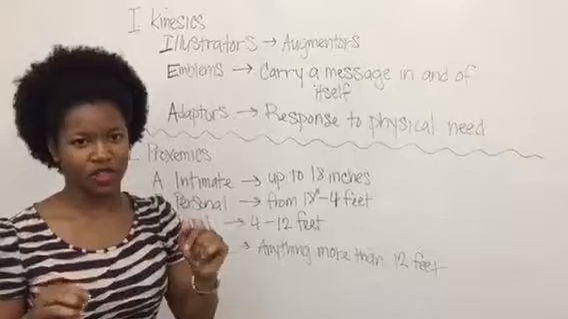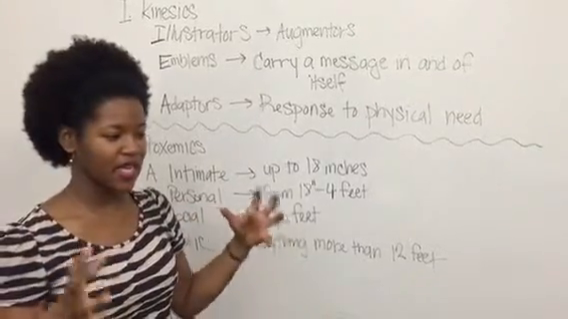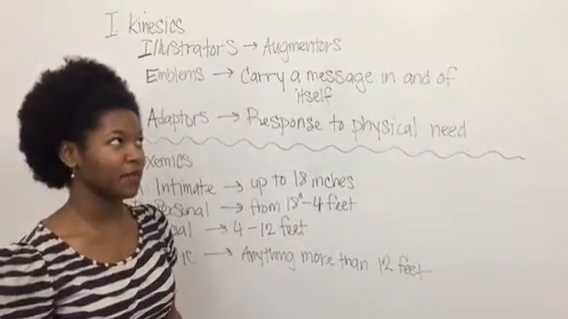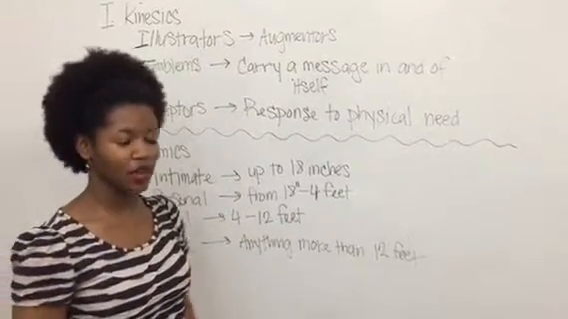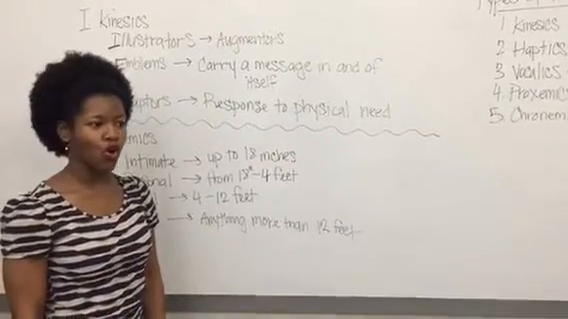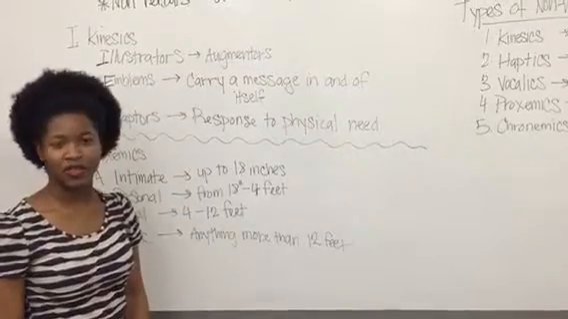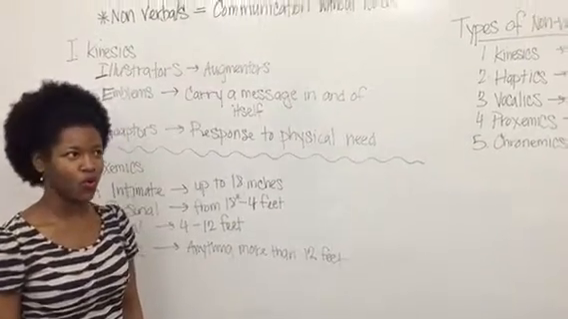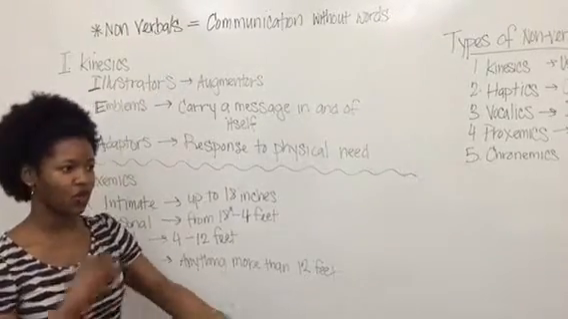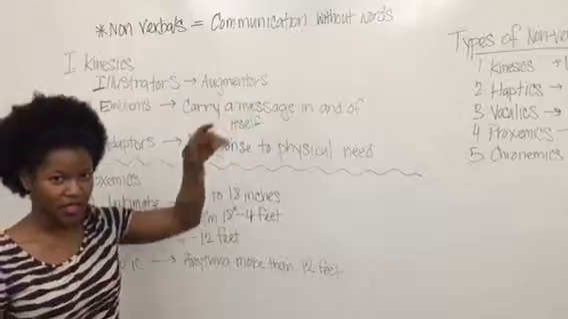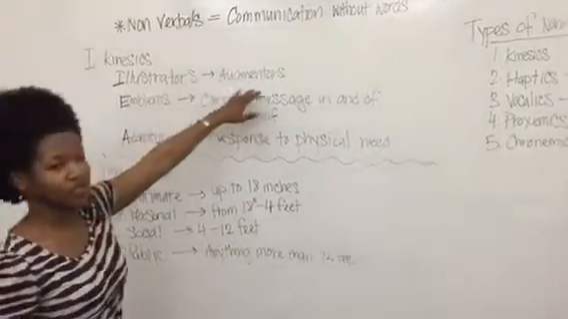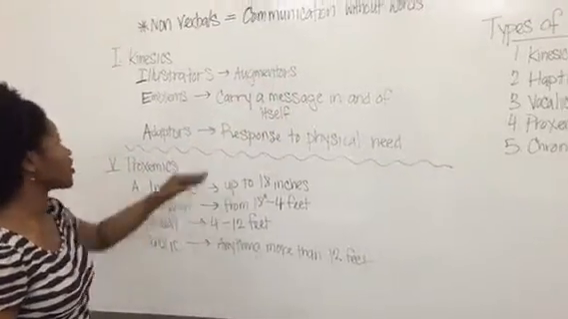Illustrators are augmenters, okay? Meaning they need to augment a verbal communication. So, for example, you can't leave your arms by your side and say the man was this tall, or the insect was this big, or her hair was this long, right? You have to show. So the man was this tall, the insect was this big, her hair was this long, okay? So they're augmenters. They augment verbal communication.